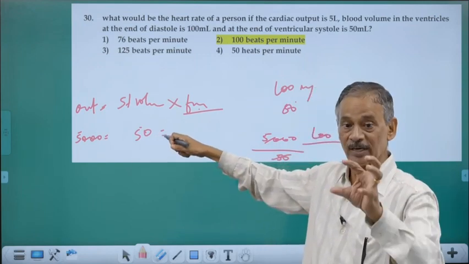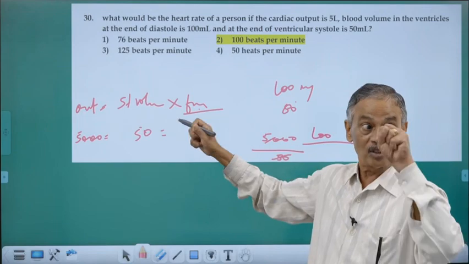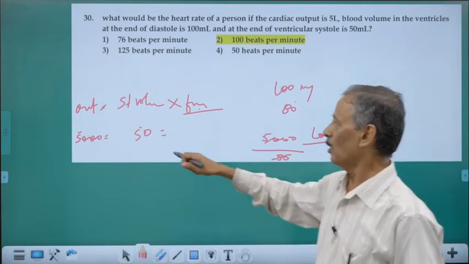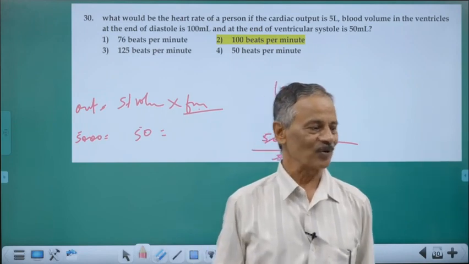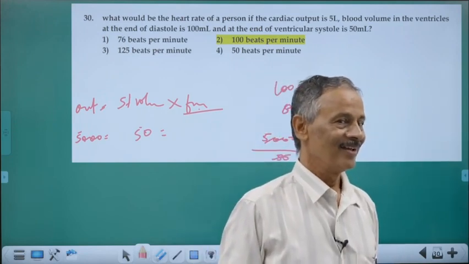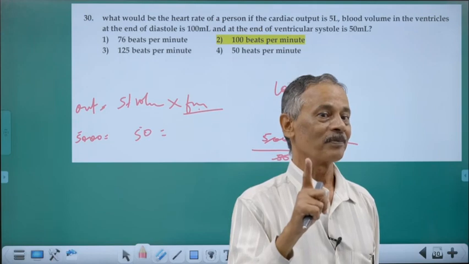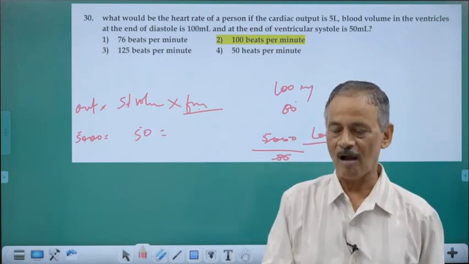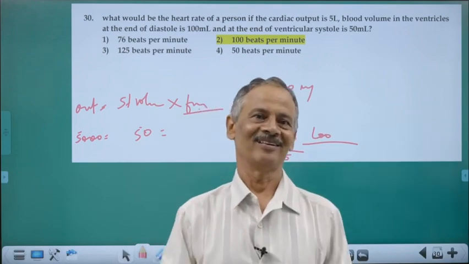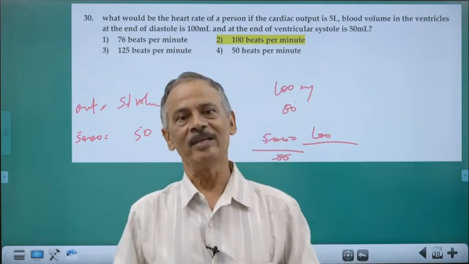If for every contraction 50 ml is pumped, how many times should it contract to pump 5 liters? It should contract 100 times. So the heart is suffering from what is called, can anybody tell me? Tachycardia. Increased rate of contraction is called tachycardia. And the opposite is bradycardia.